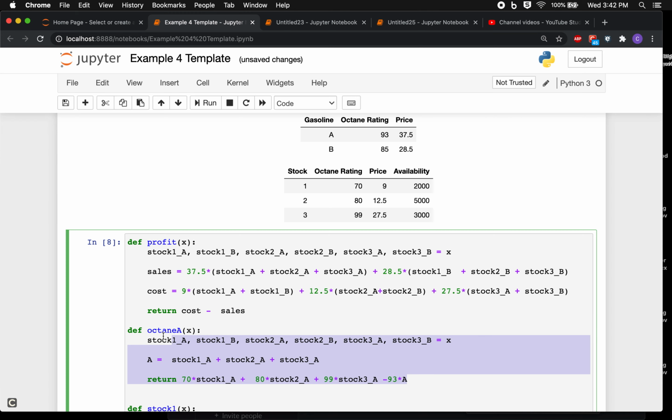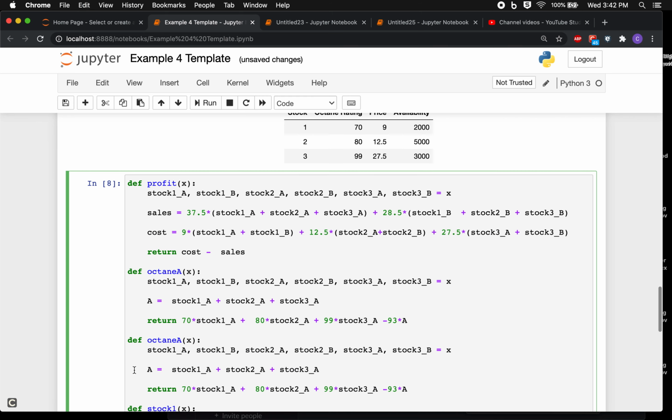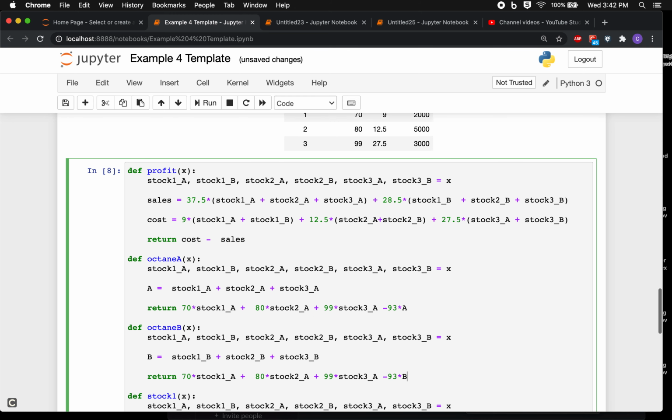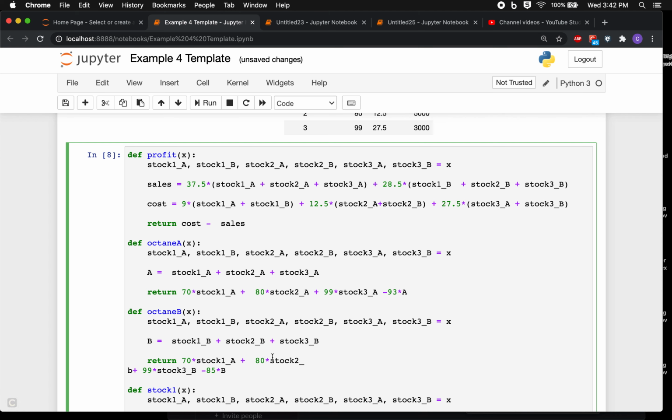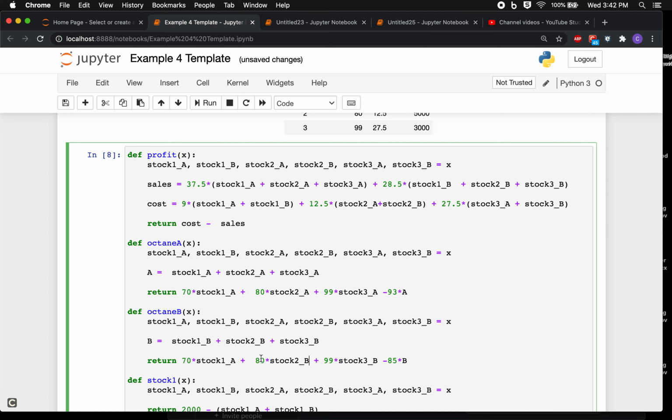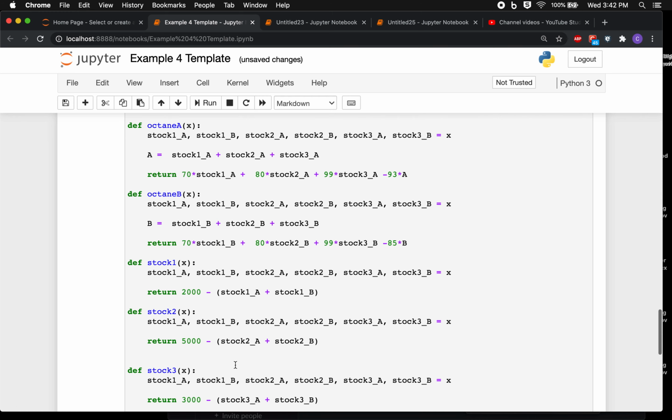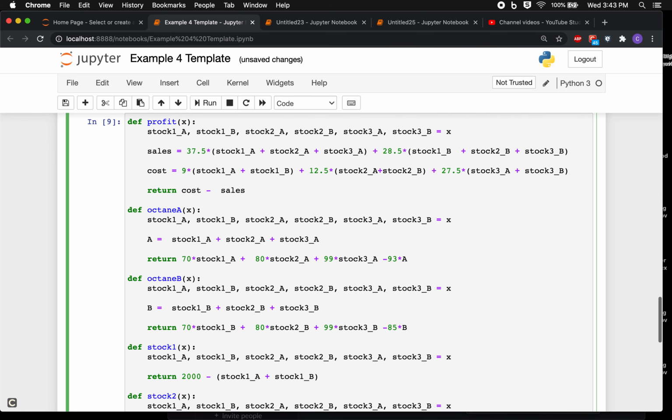And then the same trick with octane B. In this case, our total amount of B that we make is equal to stock 1 to B plus stock 2 to B plus stock 3 to B. And then for the amount of B that we make, we need a minimum octane rating of 85. And then I'm just replacing the B's here. So that's a B, and whoops, that's a big B, and that's a big B. I think I have all that right. I didn't get an error yet. I'm sure I'll get one once I run it.